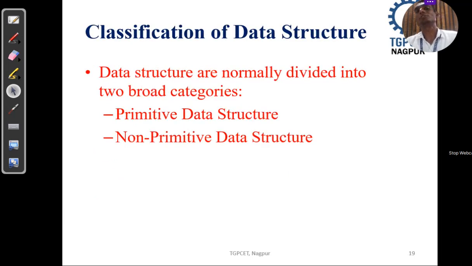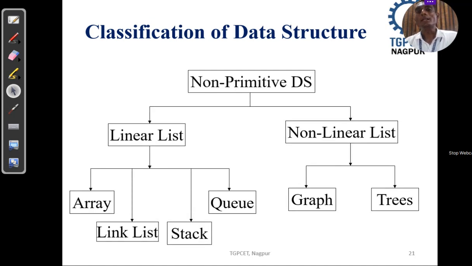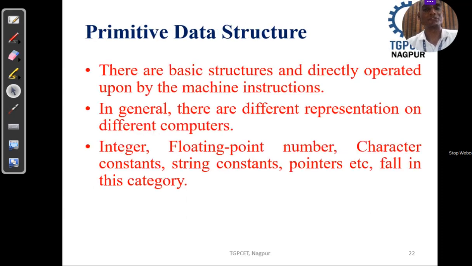Again we come to the classification of the data structure, that is, primitive data structure and non-primitive data structure. Under the primitive data structure we have the integer, float, character and the pointers. Under the non-primitive we have the linear list and the non-linear list. Linear means after index 0 I get index 1, after index 1 I get the second, like that. Under the linear list data structure we have the array, linked list, stack and the queue. Under the non-linear data structure we have the graph and the trees.